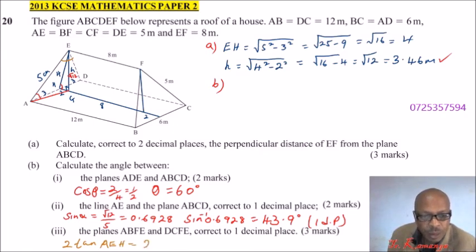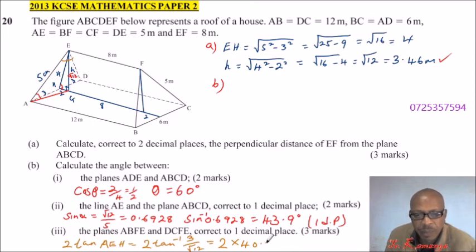You get 2 multiplied by tan inverse of this angle, where tangent of this angle is opposite over adjacent. The opposite is 3, and the height is root 12. So we get 2 multiplied by tan inverse of 3 divided by root 12, which is 2 multiplied by 40.89, which gives 81.8 degrees. So the angle between these planes is 81.8 degrees. So that is how you work out that question.